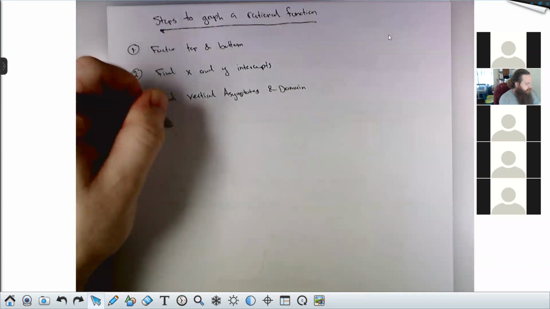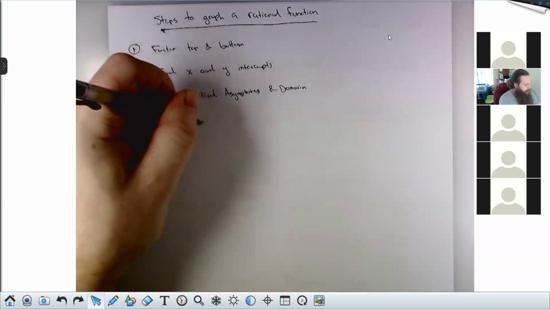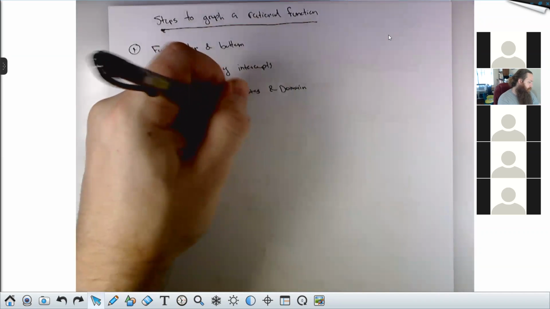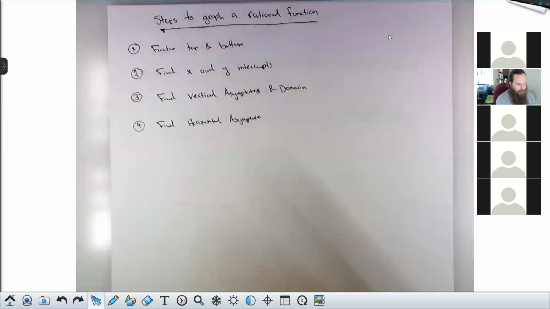Find your horizontal asymptotes. There's really only ever one horizontal asymptote for rational functions, and that follows from the 3-case rule. And that's it, then you sketch the graph.